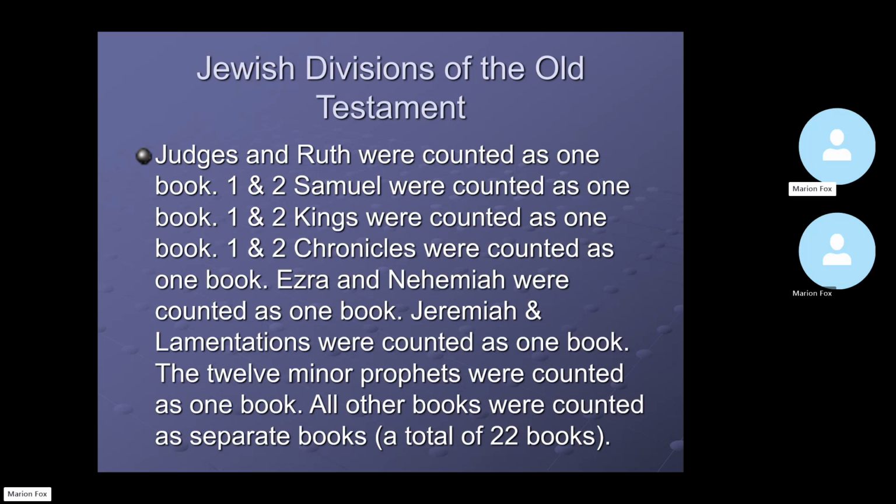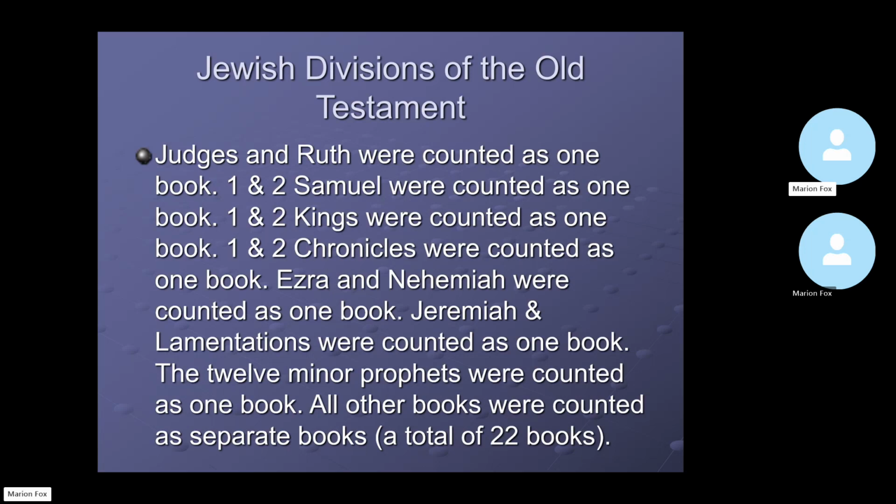And so they would have these scrolls in a container, each one, and they would go Aleph, Bet, Gimel, Dalet, Hey, Vav, and right through the Hebrew alphabet. And that would list the various books by a particular letter. And that way they could find them in their library. And Judges and Ruth in the Jewish division were counted as one book, so the two were joined.